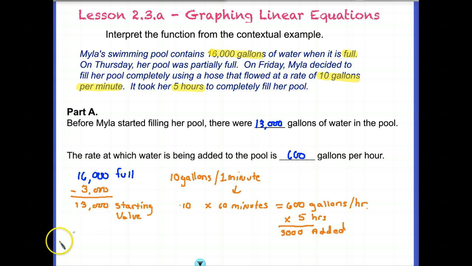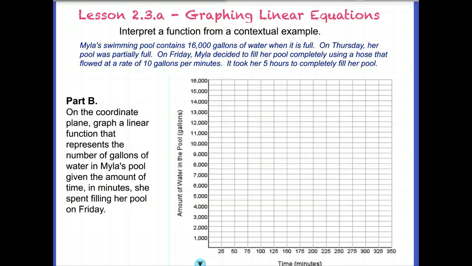Okay, let's move on to part 2. And of course we have some graphing. So in part 2, or part B, on the coordinate plane, graph a linear function that represents the number of gallons of water in Myra's pool, given the amount of time in minutes she spent filling her pool on Friday.